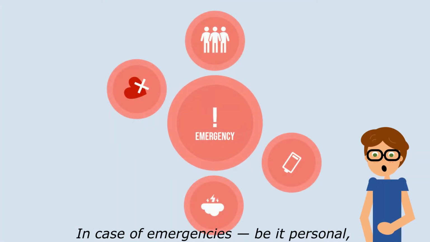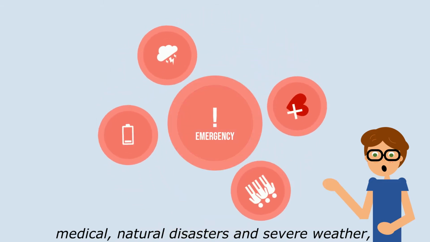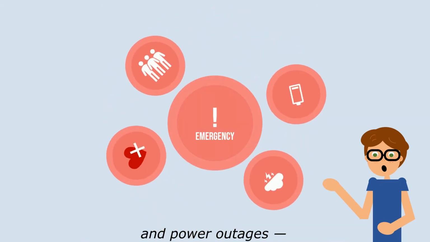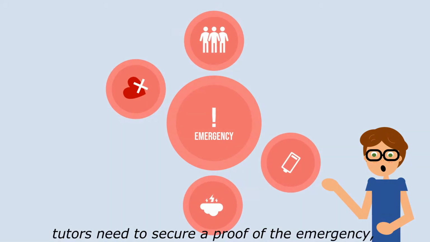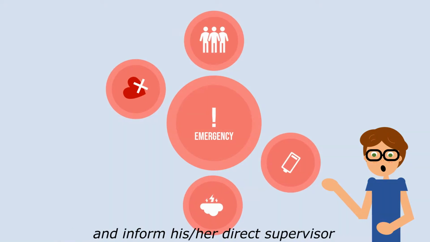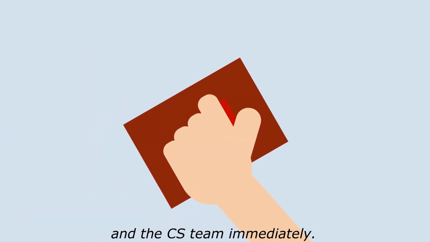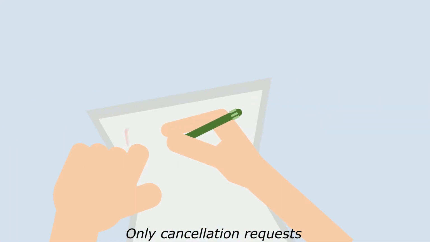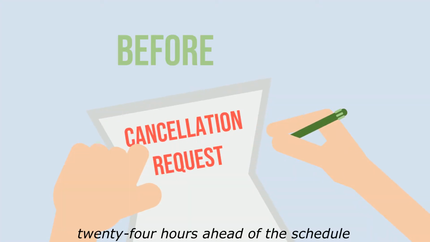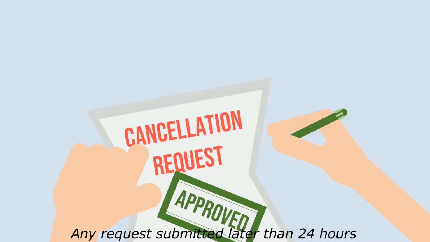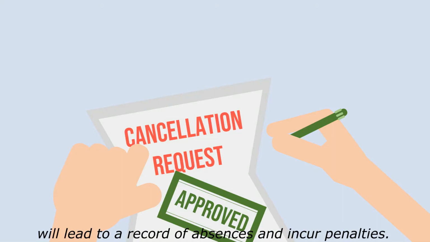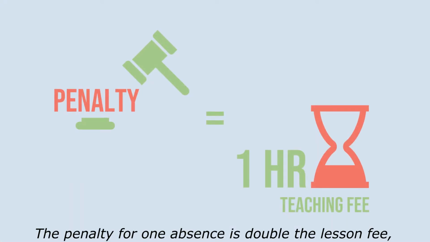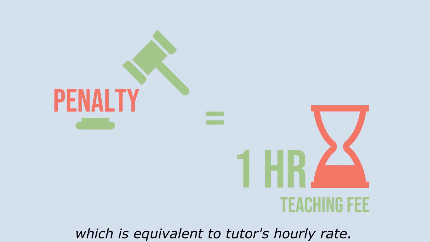In case of emergencies, be it personal, medical, natural disasters and severe weather, and power outages, tutors need to secure proof of the emergency and inform his or her direct supervisor and the CS team immediately. Confirmed cancellations mean no compensation. Only cancellation requests 24 hours ahead of the schedule will be honored by the CS team. Any requests submitted later than 24 hours will lead to a record of absences and incur penalties. The penalty for one absence is double the lesson fee, which is equivalent to the tutor's hourly rate.